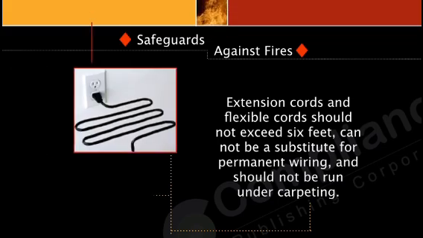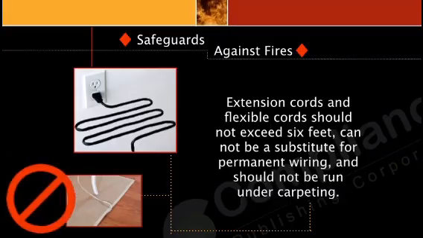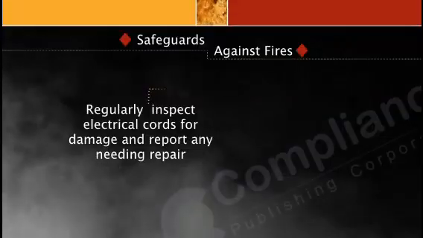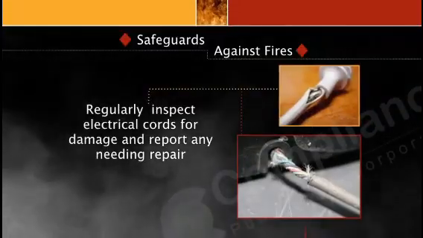Common sense safeguards against fires. Extension cords and flexible cords should not exceed 6 feet and cannot be a substitute for permanent wiring. Additionally, these should not be run under carpeting. Regularly inspect electrical cords for damage and report any needing repair.